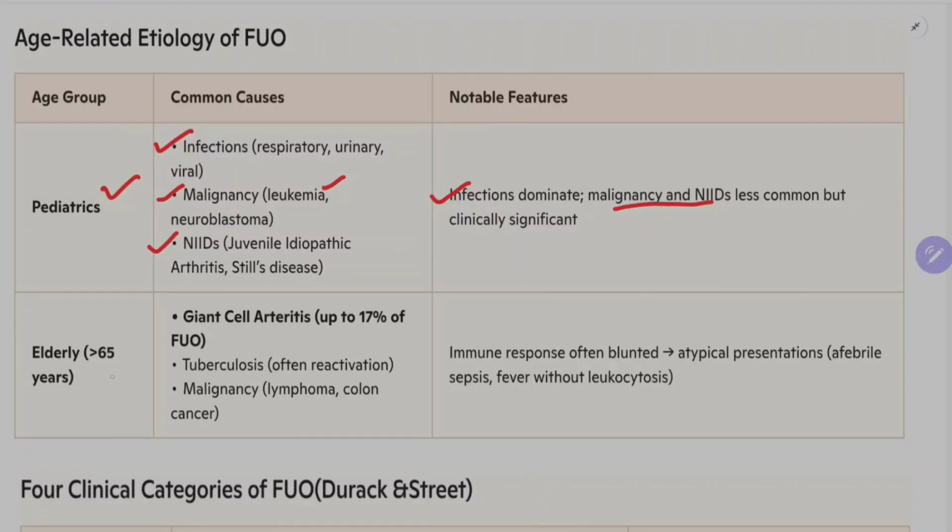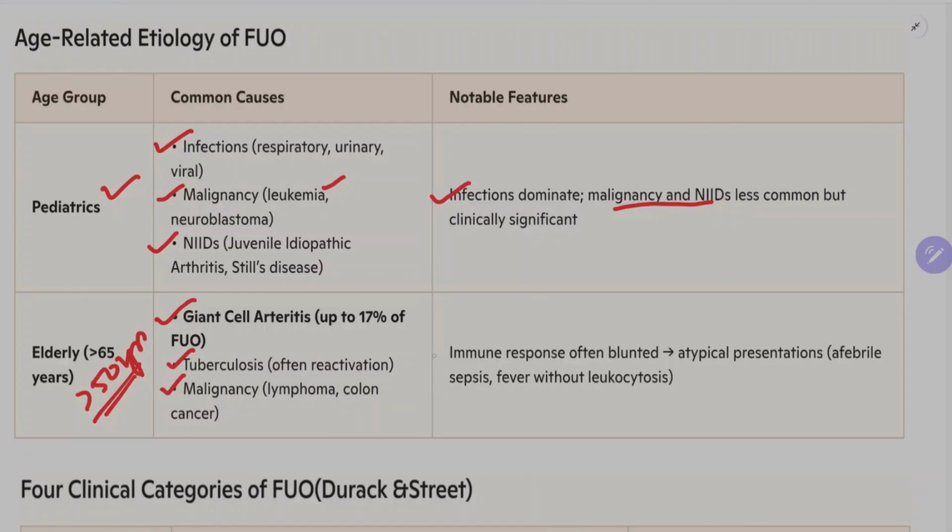In elderly patients more than 65 years of age, or you can take it as more than 50 years of age, still lower. Okay. So giant cell arthritis, up to 70% of causes of FUO. Second cause, tuberculosis, often reactivation of previous tuberculosis. Third is malignancy. So the commonest causes of malignancy are Hodgkin's or non-Hodgkin's lymphoma and/or colon cancer. So giant cell arthritis, malignancy like lymphoma and colon cancer, and infections like reactivation of tuberculosis.